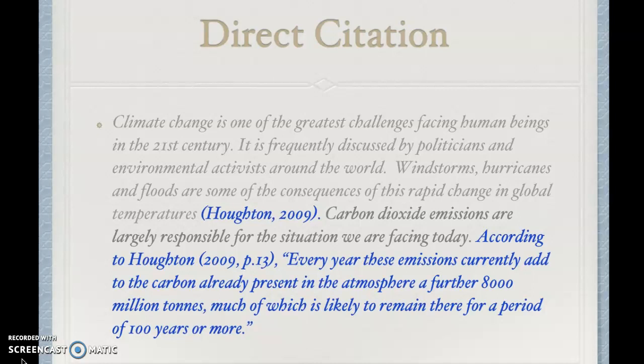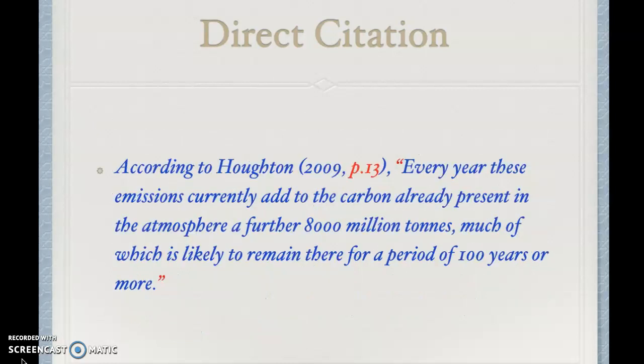So here we have the exact same paragraph. The blue part at the bottom is a direct citation. According to Houghton, 2009, page 13, "Every year these emissions currently add to the carbon already present in the atmosphere a further 8,000 million tons, much of which is likely to remain there for a period of 100 years or more." It's a direct citation. I haven't changed anything, and I've used quotation marks to show that this is a direct citation. So as you can see, the difference is I've mentioned the page number and I've used quotation marks to show that this is a direct quotation.